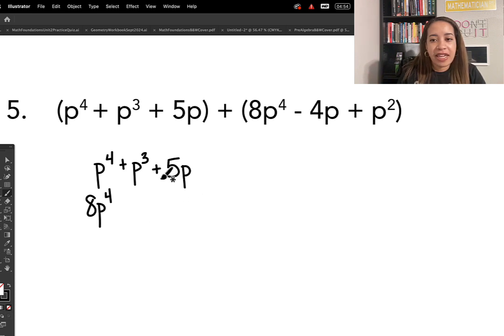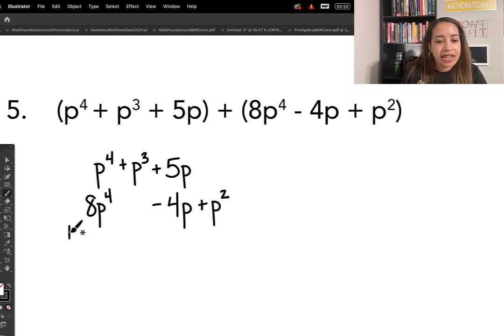Next, 5p matches up with negative 4p. So I'm going to write minus or negative 4p. Last, p squared does not match with anything in our top polynomial, so that is also going to be written all on its own. We will write plus p squared. Now that I have everything lined up in columns, I can go ahead and add straight up and down.